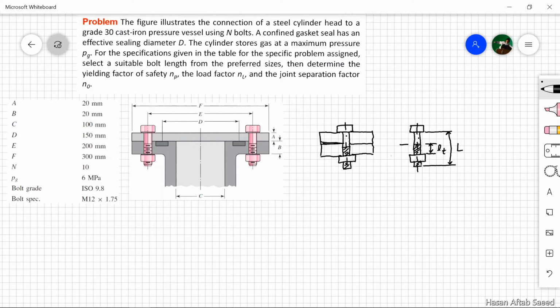And then the unthreaded part of the bolt inside the grip length, that is called LD, and the total threaded part of the bolt, that is LT. Now this is the nomenclature.